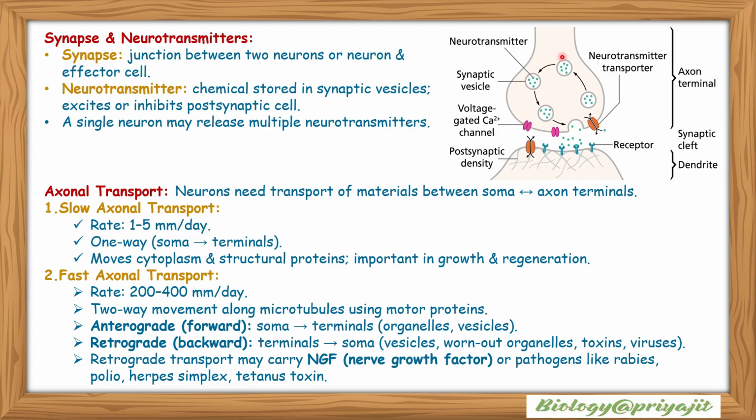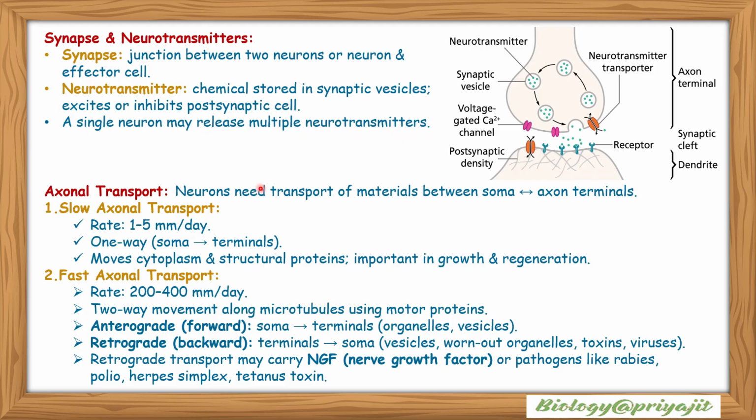These are the round, spherical-shaped structures, the vesicles. The neurotransmitter, the chemical stored within the synaptic vesicles, excites or inhibits the postsynaptic cell. This is the postsynaptic cell and this is the presynaptic cell. A single neuron may release multiple different types of neurotransmitter.